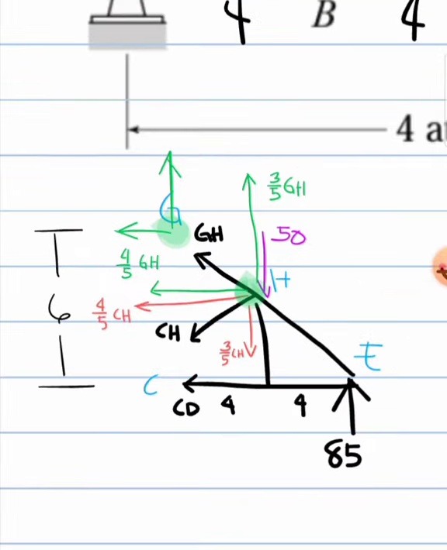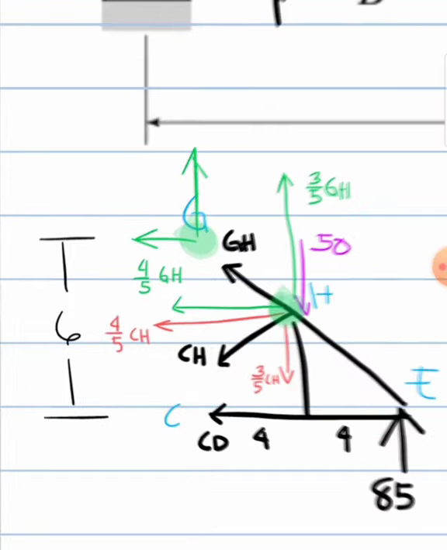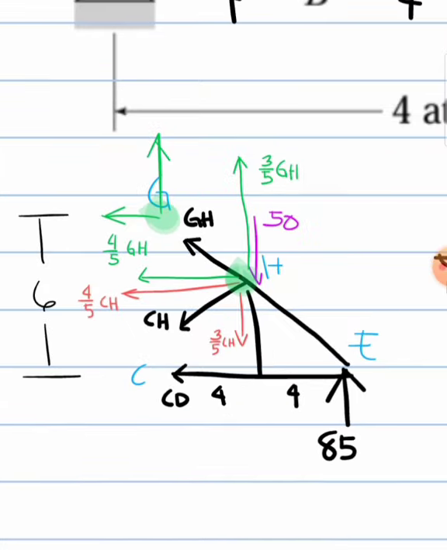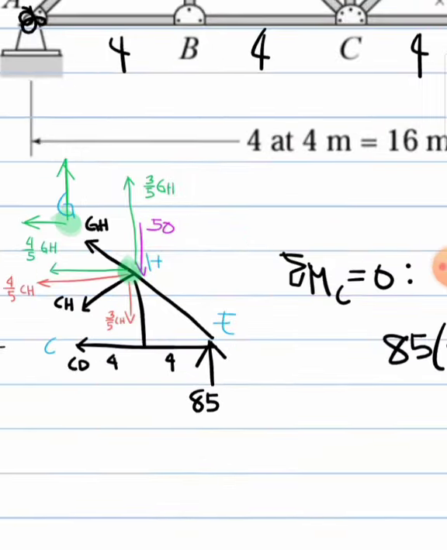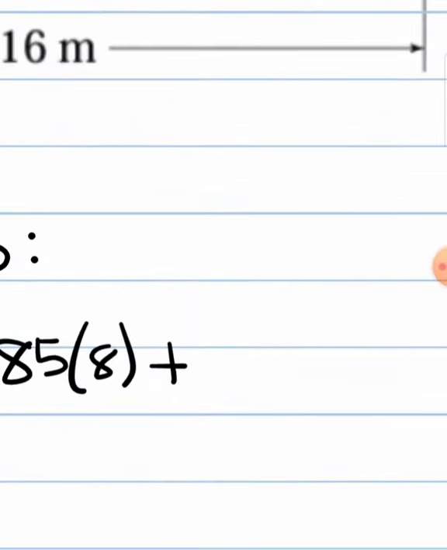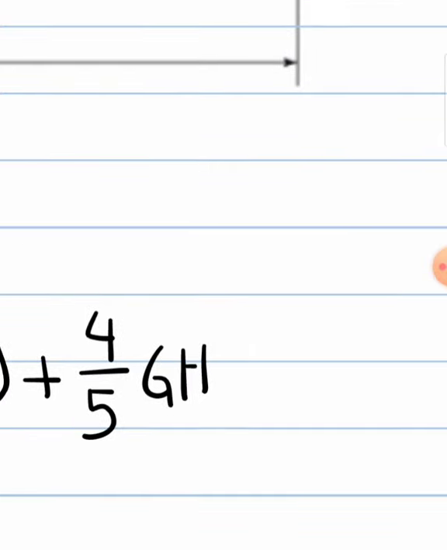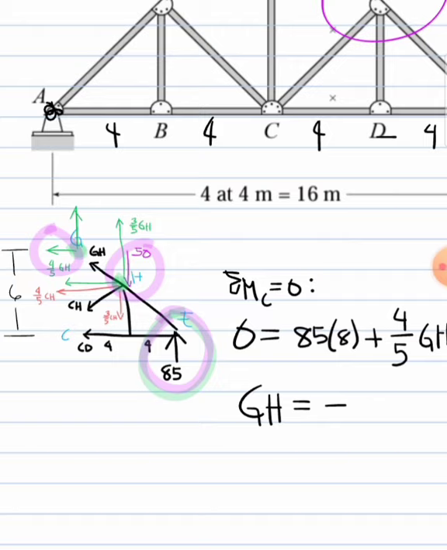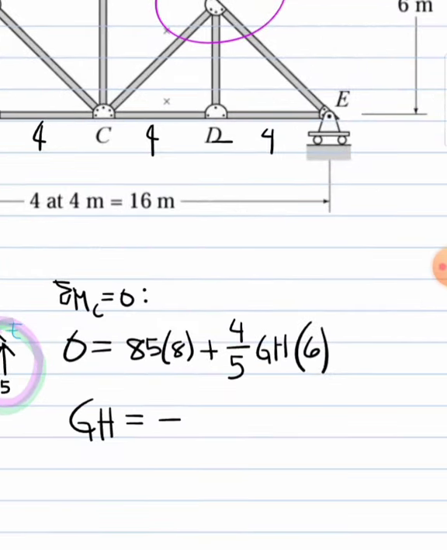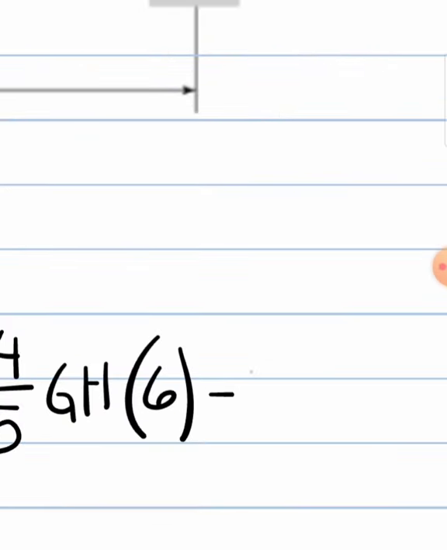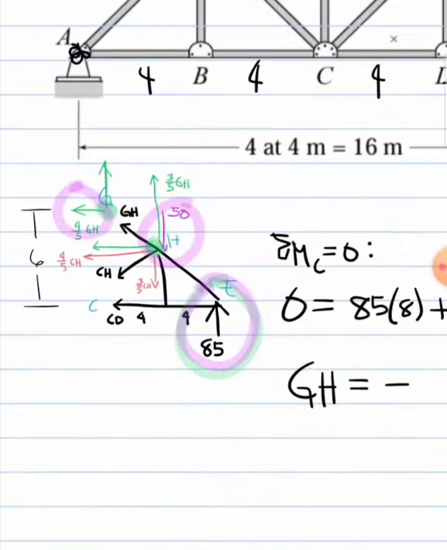We will have 4/5 of GH, or the horizontal component of GH, and its moment arm is 6 away from the point we're taking the moment. So 4/5 of GH times 6. And since 50 is heading towards the opposite direction, it should be negative 50 times the moment arm.